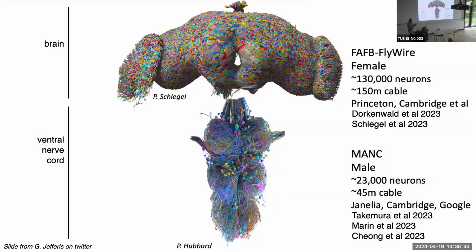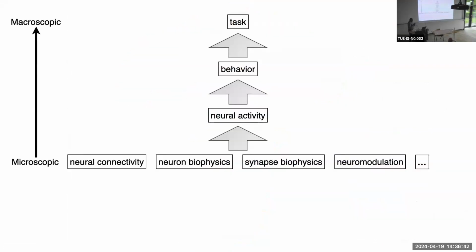And the question that I'm asking is, how do we turn these maps, these wiring diagrams, into simulations that can teach us about how the fly brain actually works? So as a computational neuroscientist, here's my caricature of how I think the brain works. At the microscopic scale, it's a network of neurons. So of course, what matters is how this network is wired and connected, the neural connectivity.